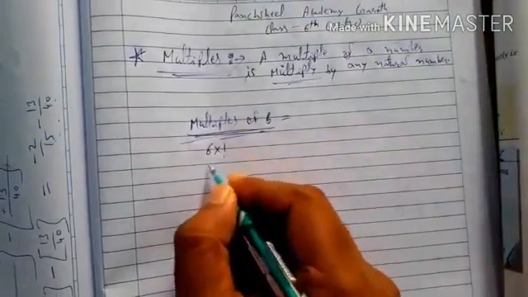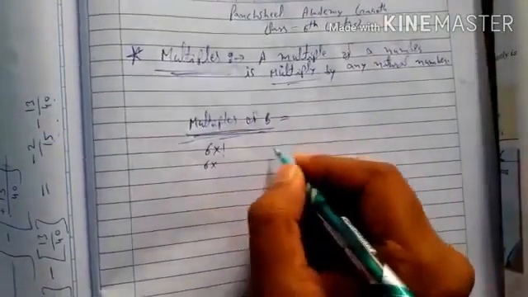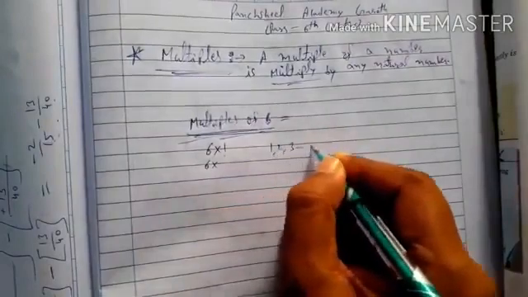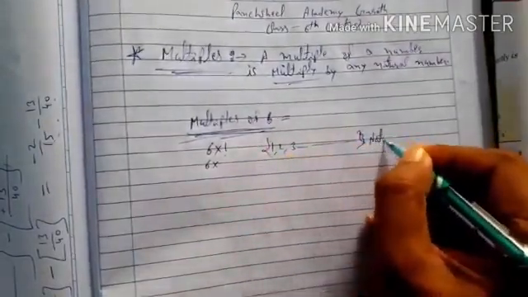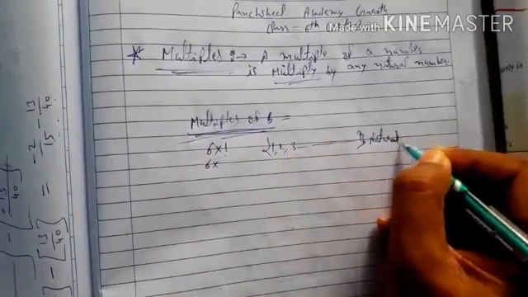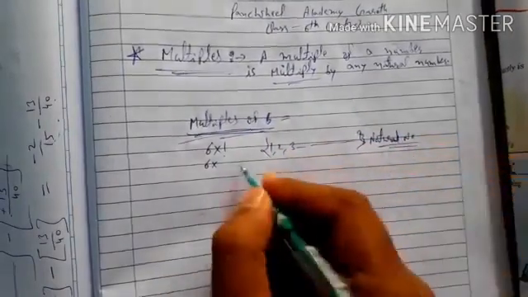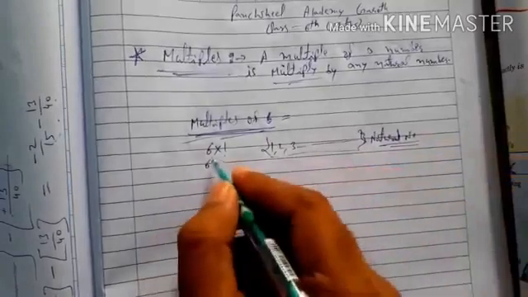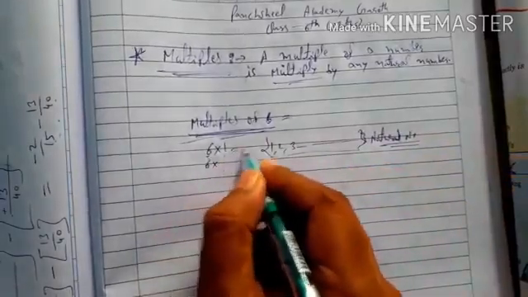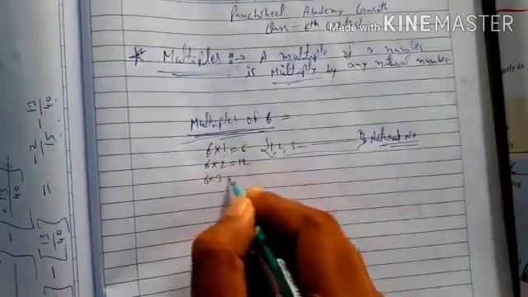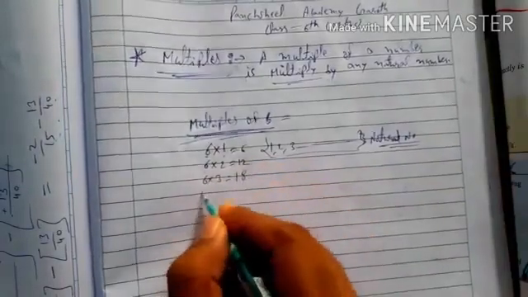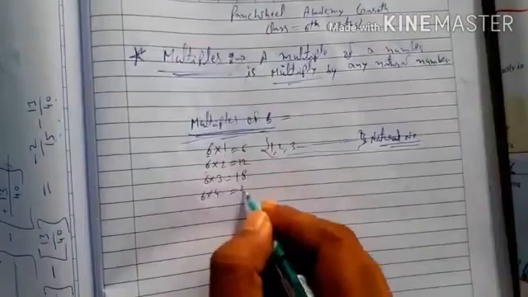1 is a natural number, and natural numbers start from 1 to infinity. You know about natural numbers. So 1 to infinity. 6 multiplied by 1, the answer is 6. 6 multiplied by 2, the answer is 12. 6 multiplied by 3, the answer is 18. 6 multiplied by 4, the answer is 24.